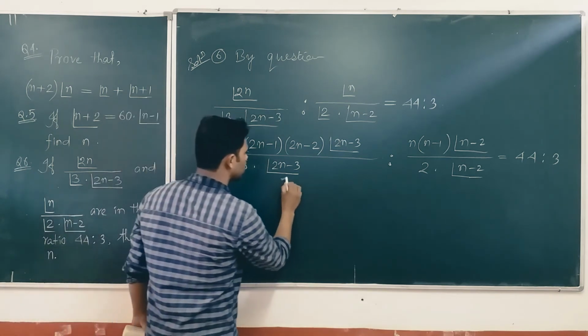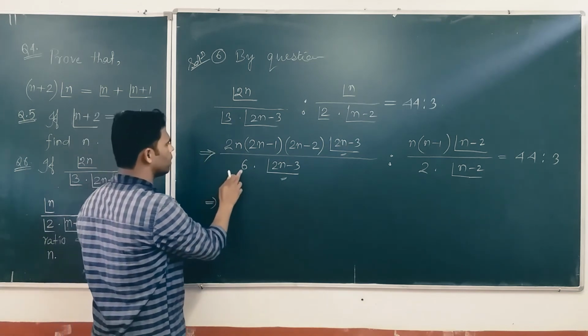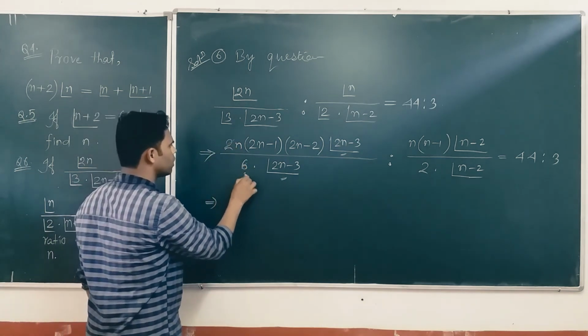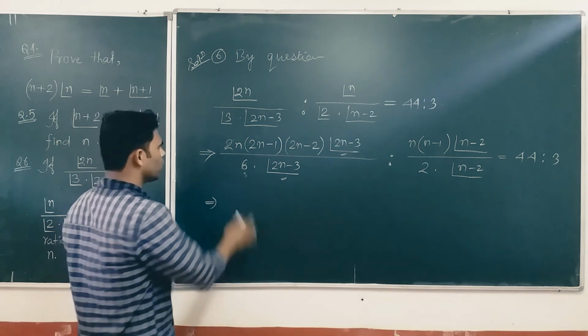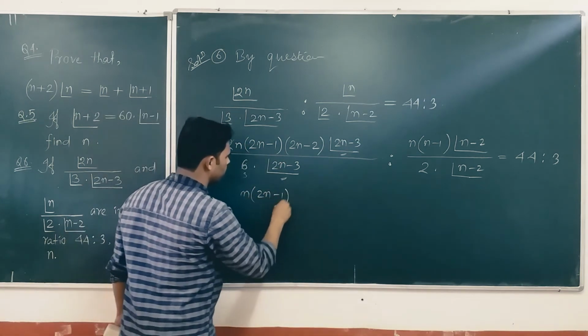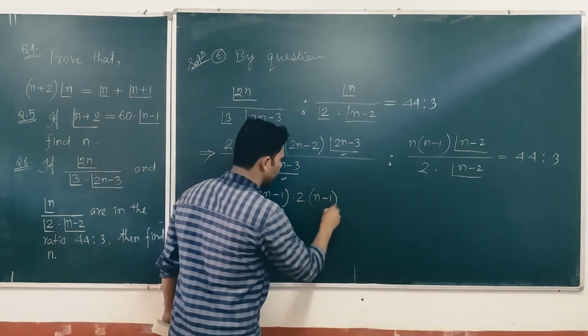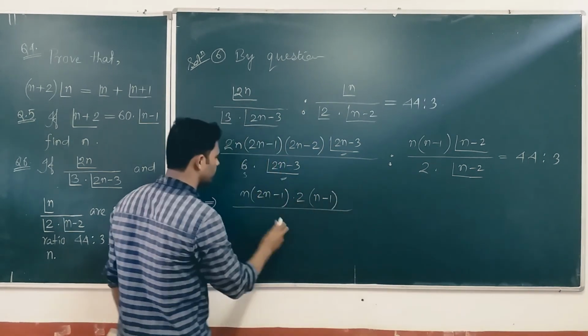Okay, so now you cancel the common terms from this. You see this term and this term will cancel out, and this 2 can be cancelled here 3 times. So the remaining part is n into 2n minus 1. The 2 can be taken away, so 2 into n minus 1 whole terms divided by 3 alone.